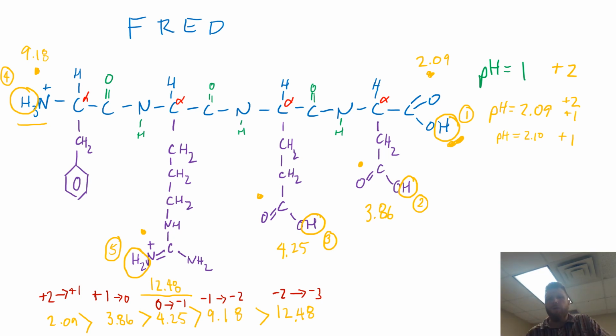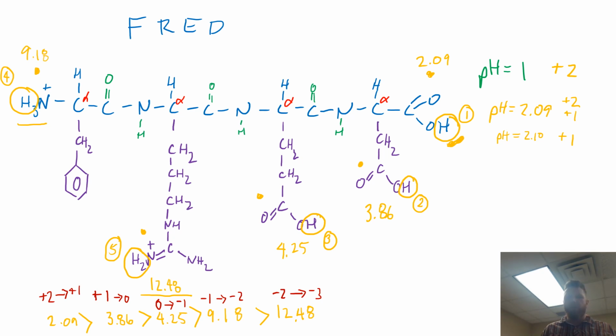Now, what does that actually look like? That means that all of your groups have been deprotonated. Your C termini, your R groups for your aspartic and glutamic acid, your R group for your arginine, and finally the N termini, your N termini for phenylalanine is also deprotonated.